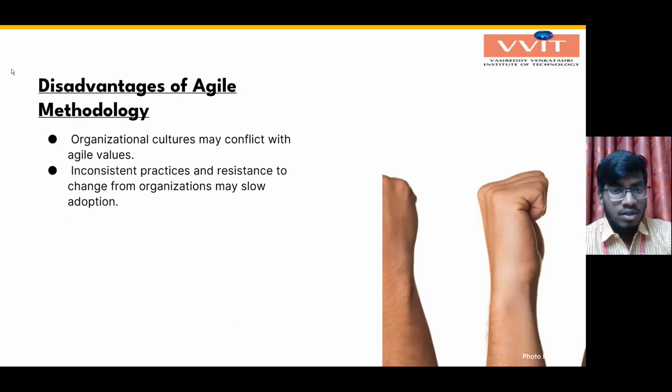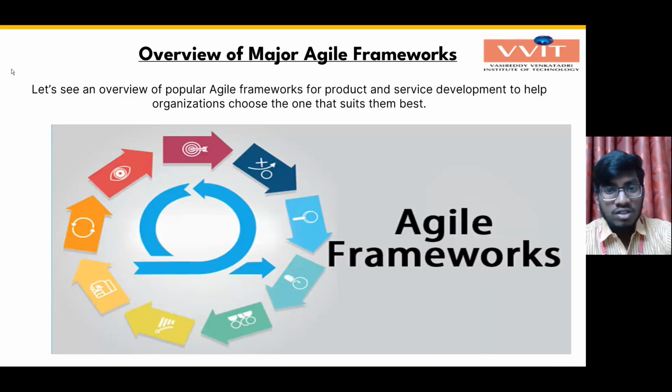Now let's see. As we said before, agile follows a number of different frameworks. There are two major frameworks called Scrum and Extreme Programming. Now we are going to discuss these two. So let's see an overview of popular agile frameworks and product service development, to help organizations choose the best one. So let's see some of the frameworks.